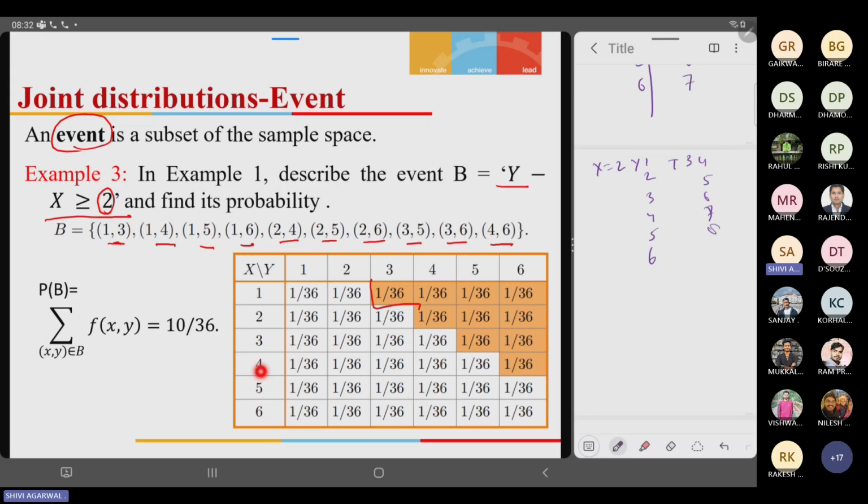Here we are just making a shaded area and these are the points. So we just add their density function. Then that will give the probability when y minus x is greater than or equal to 2. So the complete sample space is provided because we are giving all possible values of x and all possible values of y, and it is defined as an event. So from that subspace you can define the event. You can calculate the probabilities very easily. You know how to do it. Okay.